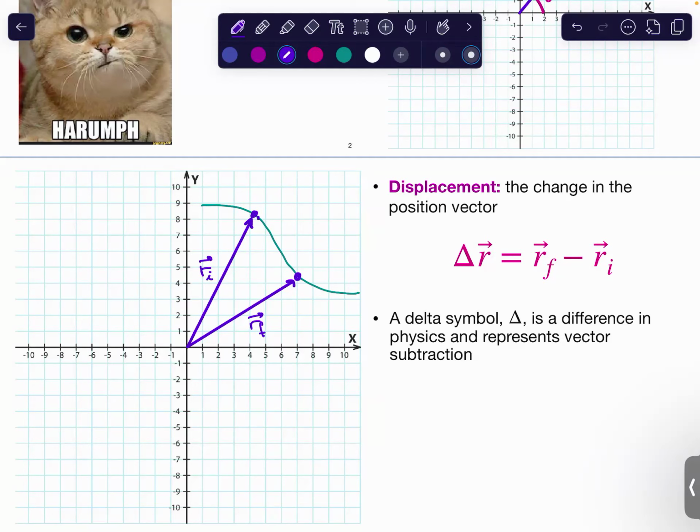Then I can draw a vector going from the initial point to the final point, and what I get is delta R. That's what I see.